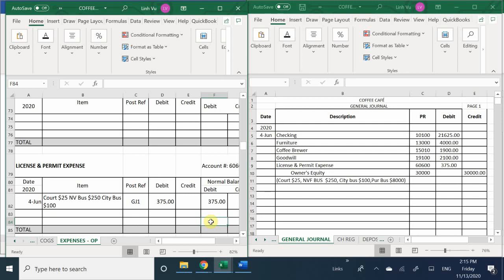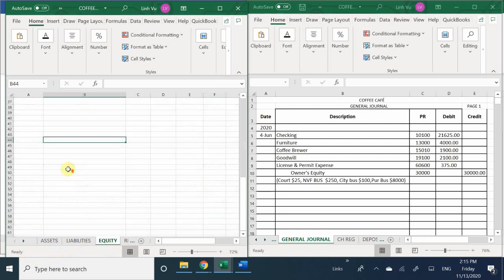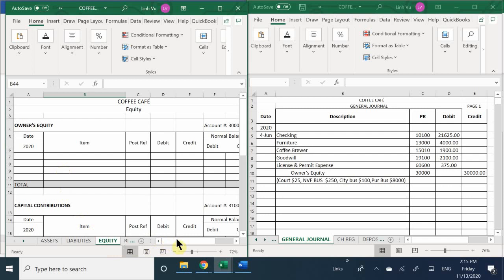So now, looking at my little journal on my right side, I know that I went through checking, furniture, the coffee brewer and the Goodwill. I just finished up my license and permit. Now the last account I have is going to be owner's equity. So again, I'm going to go through my tabs here. It should be under equity, and it should be the very first table that you have here under equity.